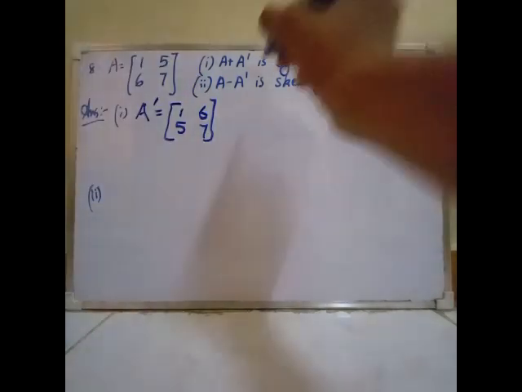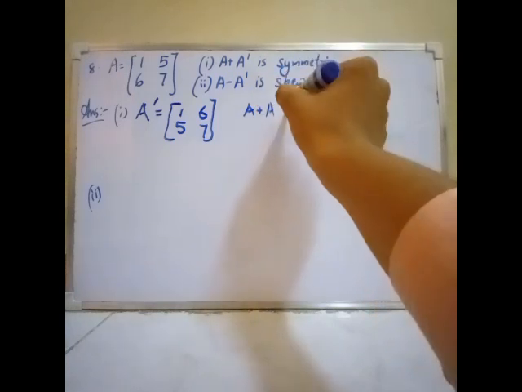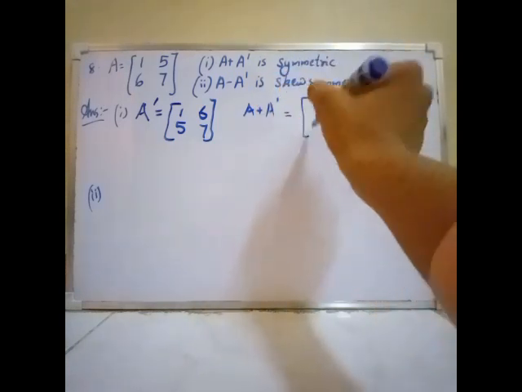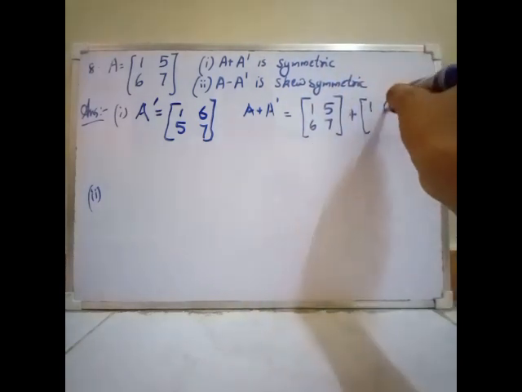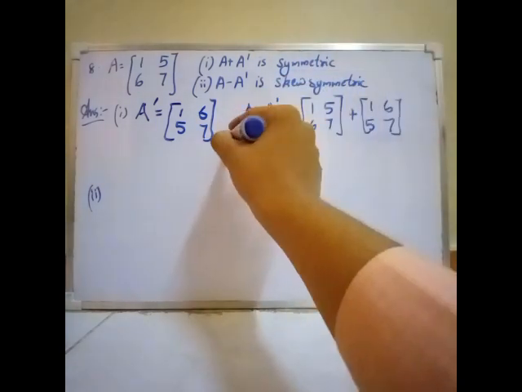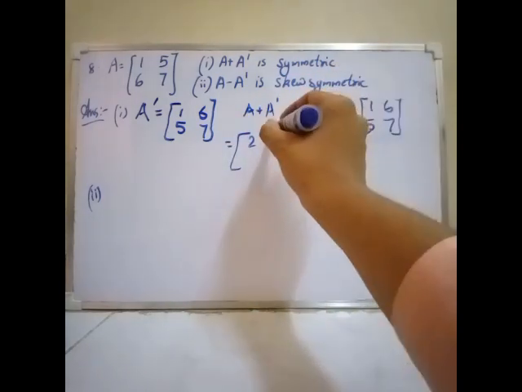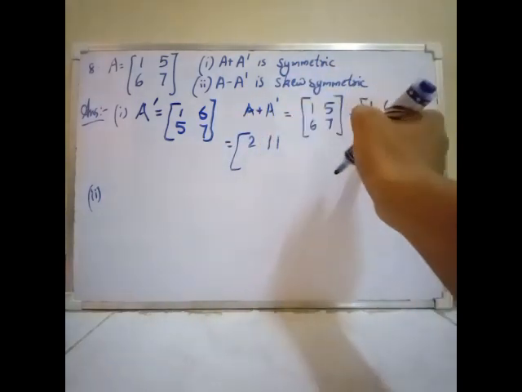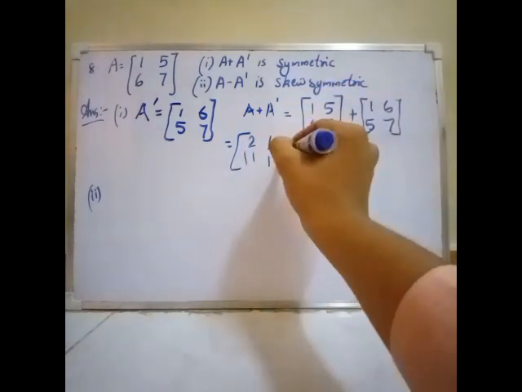Now we have to do A plus A dash, right? For this one, A is 1 5 6 7 and A dash is 1 6 5 7. We just have to add both these matrices together. 1 plus 1 would be 2, 5 plus 6 would be 11, and 6 plus 5 would also be 11, and finally 7 plus 7 would be 14.